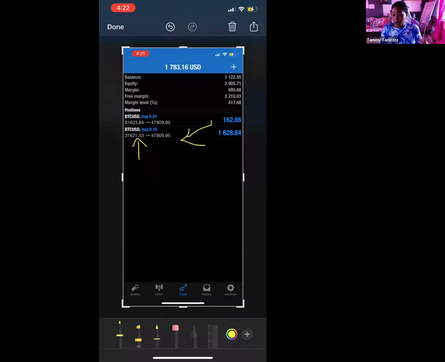Is everybody clear on where they can find their entry price? The number that is directly underneath the pair that you're trading is the price that you entered the market at. That is the number that you want to go back to when you modify your trade.